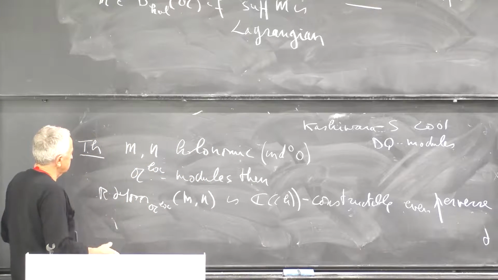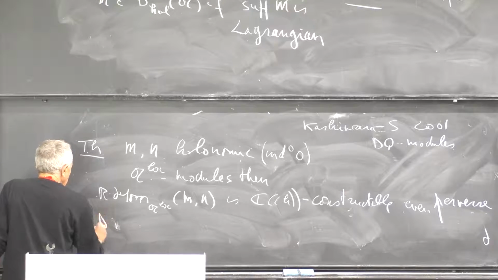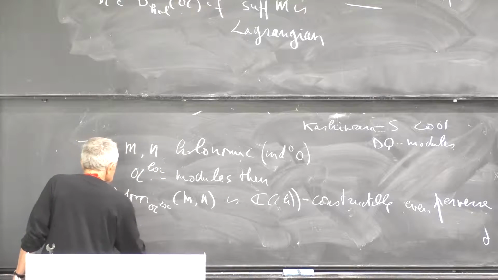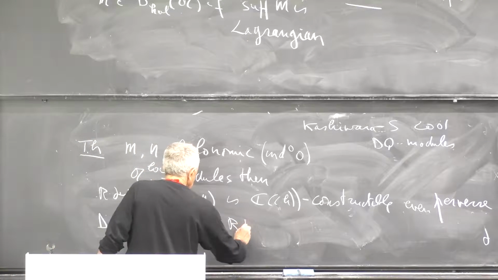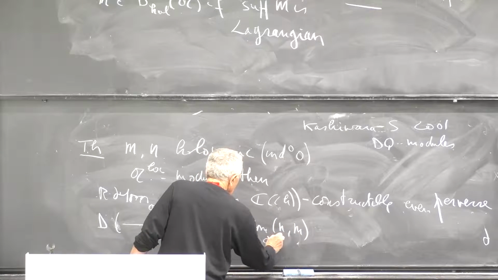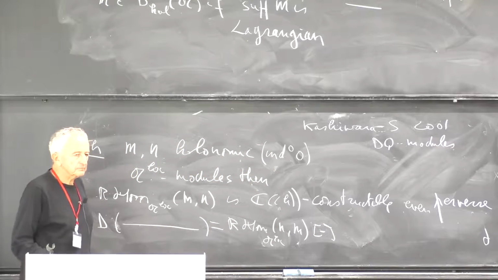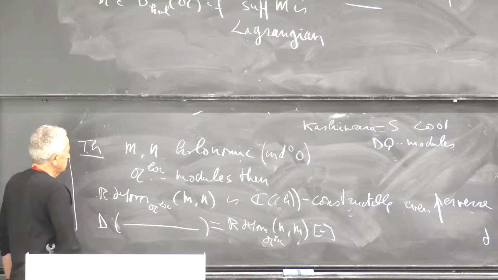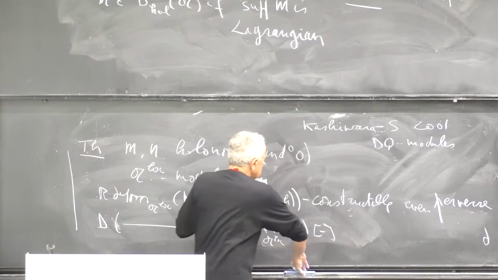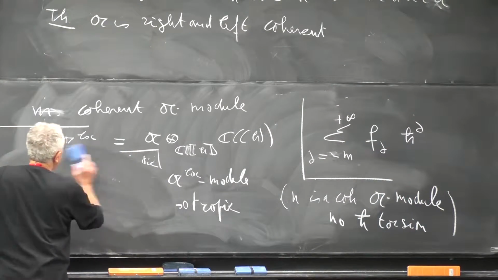And there is another result: the dual, up to a shift, of a constructible sheaf of this type is R of n, with some shift that I forgot. Okay, so it's autodual. So we have a nice category of perverse sheaves on a complex symplectic manifold.